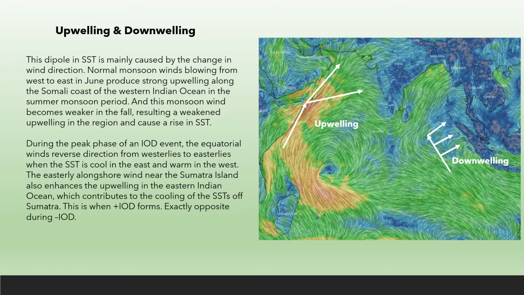The easterly alongshore wind near Sumatra Island also enhances the upwelling in the Eastern Indian Ocean, which contributes to the cooling of the SSTs of Sumatra. So the sea surface temperature cooling happens along Sumatra. This is when positive IOD occurs. The same scenario you can see in the opposite direction for negative Indian Ocean dipole.